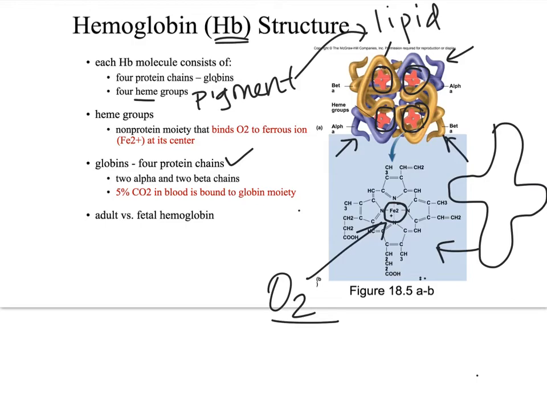Two are called alpha, so these would be alpha, and two are beta. When we carry CO2 in our blood, some of it is actually going to be bound to these proteins. Now we have 2 different kinds of hemoglobin: adult hemoglobin and fetal hemoglobin. Well, let's talk about that in a minute. I think this is getting too long, so I'm going to stop and save it.